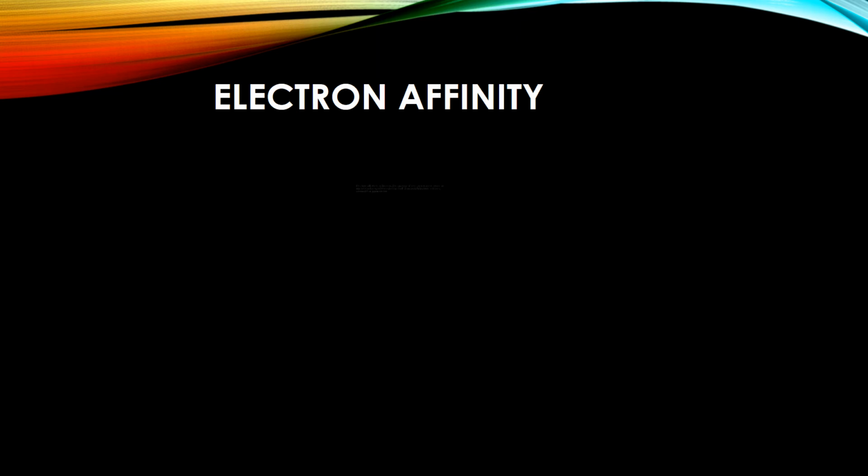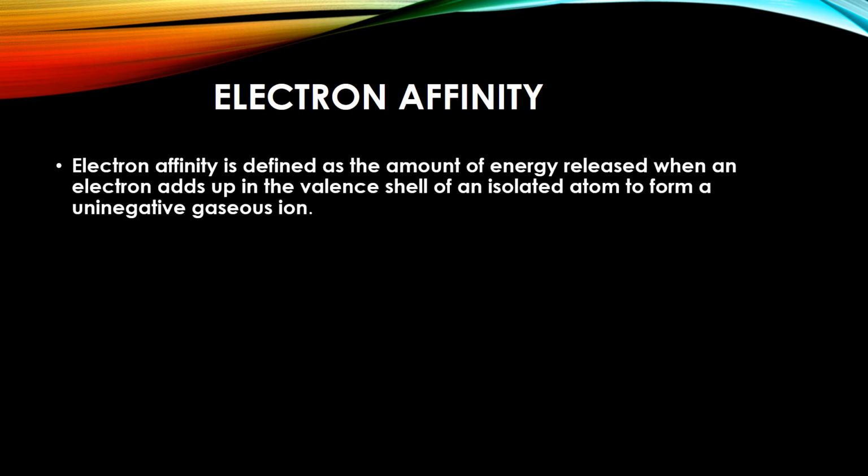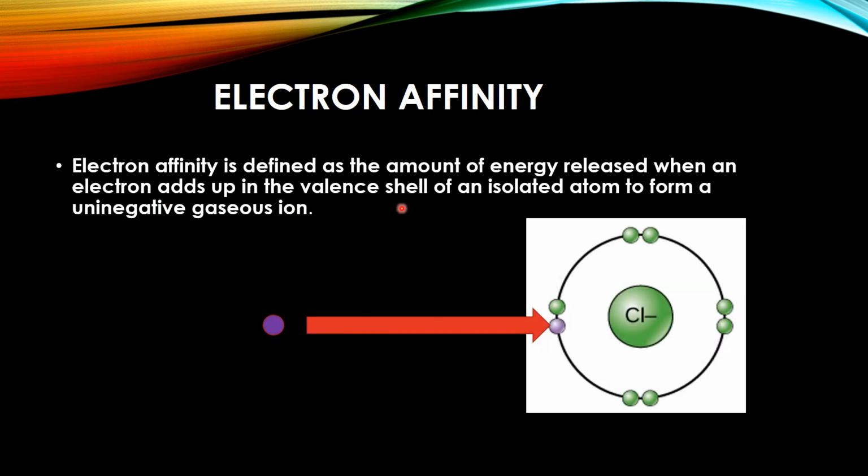Next property is electron affinity. And what is this electron affinity? Electron affinity is defined as the amount of energy released when an electron is added to the valence shell of an isolated atom to form a uni-negative gaseous ion. In this picture you can see the valence shell of chlorine, and one electron is going to be added in this valence shell. So when we add an electron in the valence shell of an atom, an amount of energy is released, and this released amount of energy is called the electron affinity.